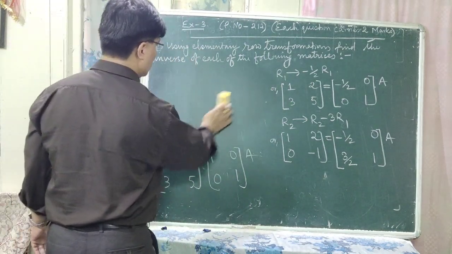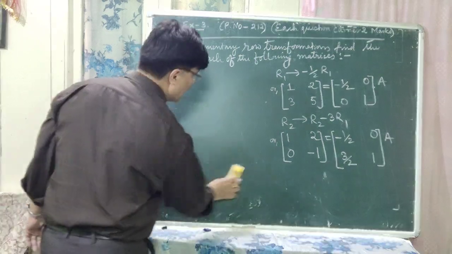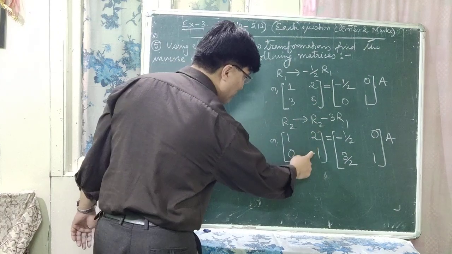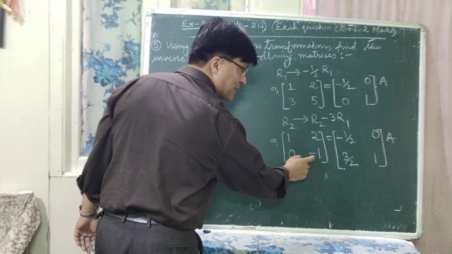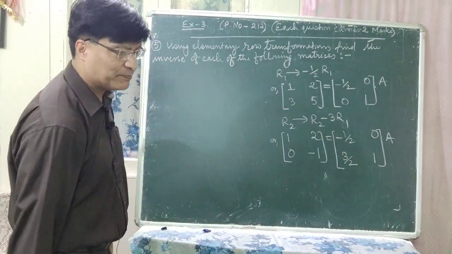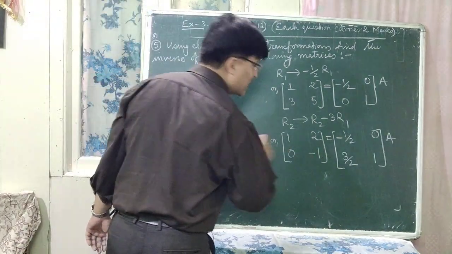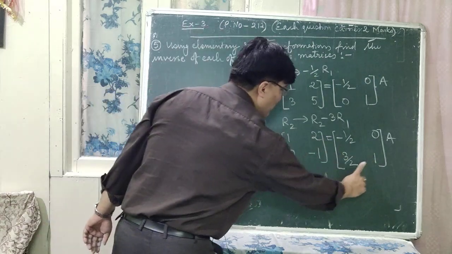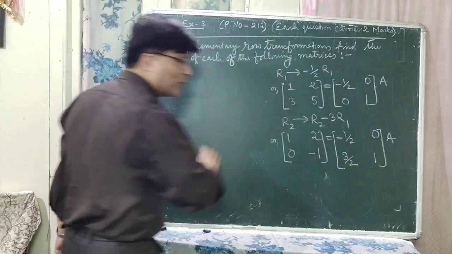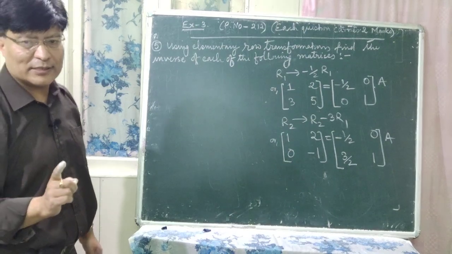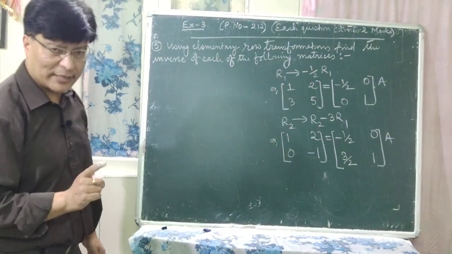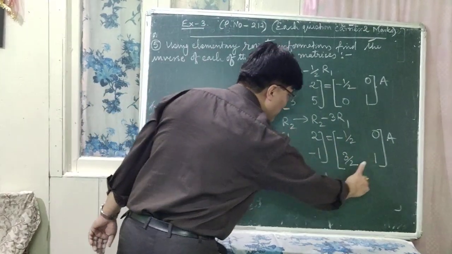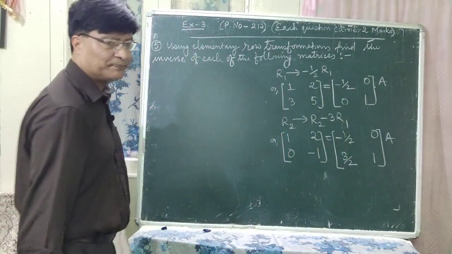Next, what will you do now? Now in the next step, you have to make this minus 1 as plus 1. How can you make this minus 1 as plus 1? You may multiply all the elements of the second row by minus 1 to make it plus 1, isn't it? What I mean to say is, if you want to make this minus 1 as plus 1, you have to multiply all the elements of the second row by minus 1 also.